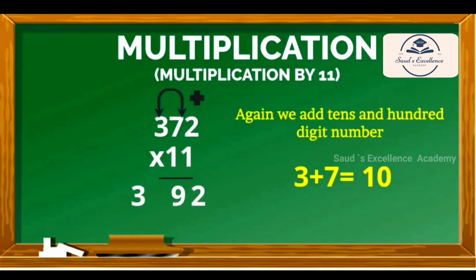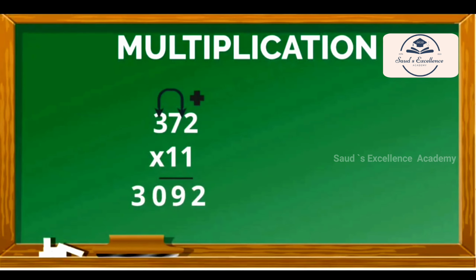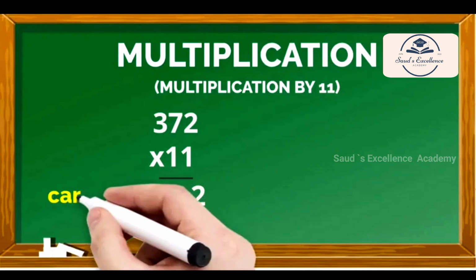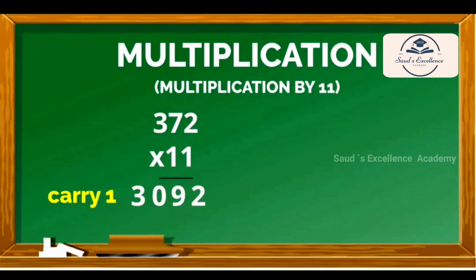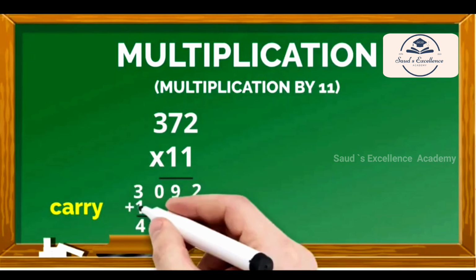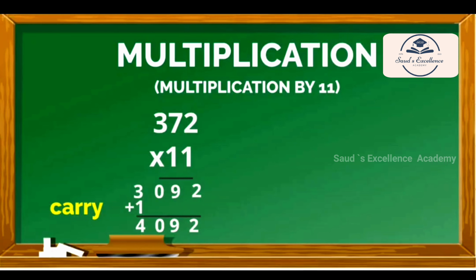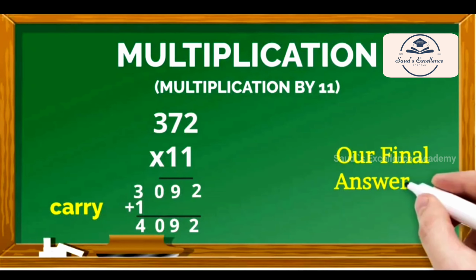We add 3 plus 7, we get 10. For 10, we write 0, and carry 1. Add carry 1. Our final answer is 4092.